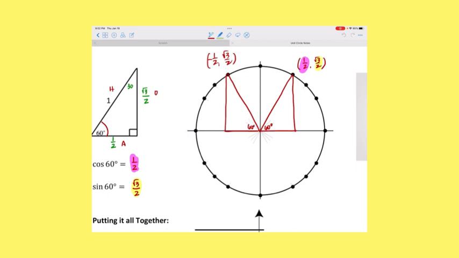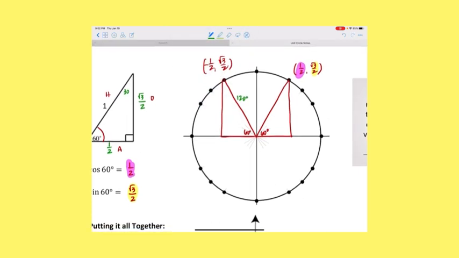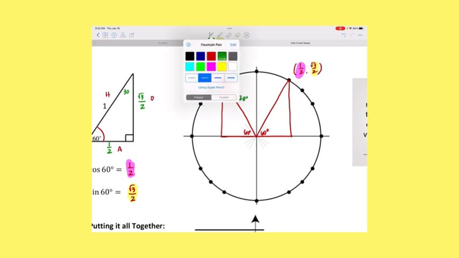But the angle we're looking at, again, starts here and stops here. So 60-degree reference angle, 180 minus that 60-degree reference angle is 120 degrees. So this is a 120-degree angle here. And now I can see that the cosine for 120 is negative 1/2, and that the sine for 120 is going to be radical 3 over 2.